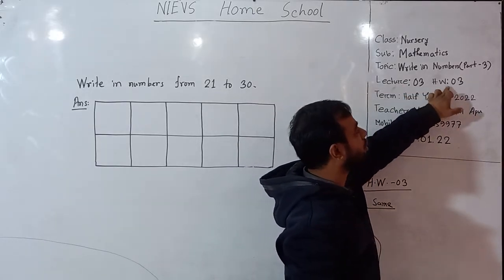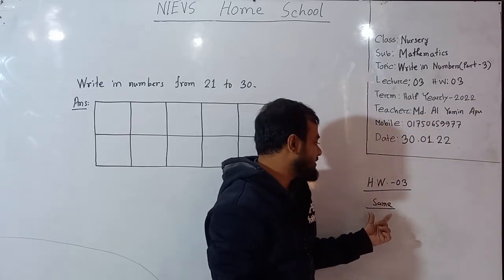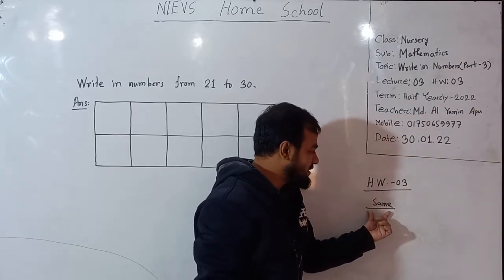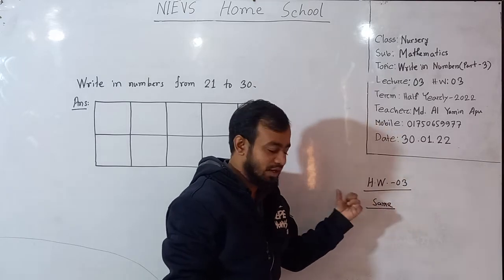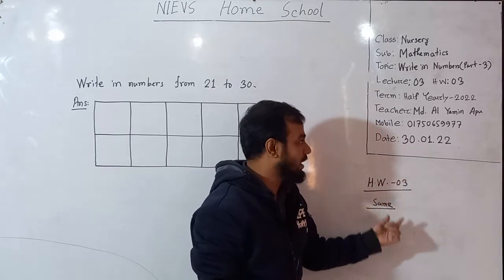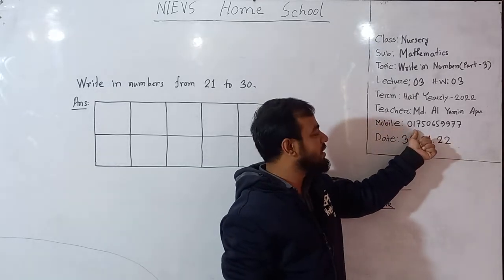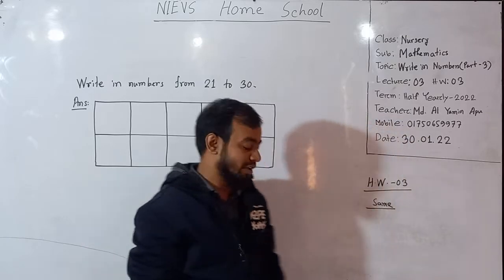You have a homework. Your homework number is also 3. My dear students, your homework is the same. Which is your CW that I am doing on the board will also be your ASW. And you can contact me on my phone number, which is given here, if you face any kind of problem in mathematics.